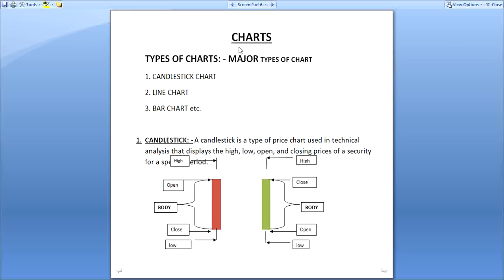So, types of charts. Majorly we are using three types of charts in the share market: candlestick chart, line chart, and bar chart. Let's first talk about the candlestick chart. A candlestick chart is a type of price chart used in technical analysis that displays the high, low, open, and closing prices of a security for a specific period.